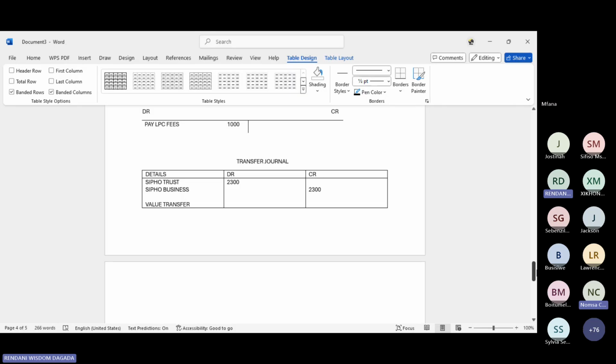Now, there's only one last thing on that question that we need to answer. Calculate your trust cash book balance.